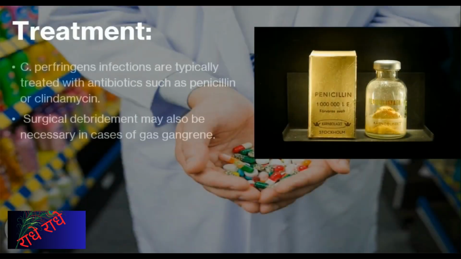For an infection caused by Clostridium perfringens, antibiotics like penicillin or clindamycin may be prescribed. Additionally, if it is gas gangrene, a surgical debridement may be necessary. It is essential to take prescribed medical action quickly as this infection is very serious.